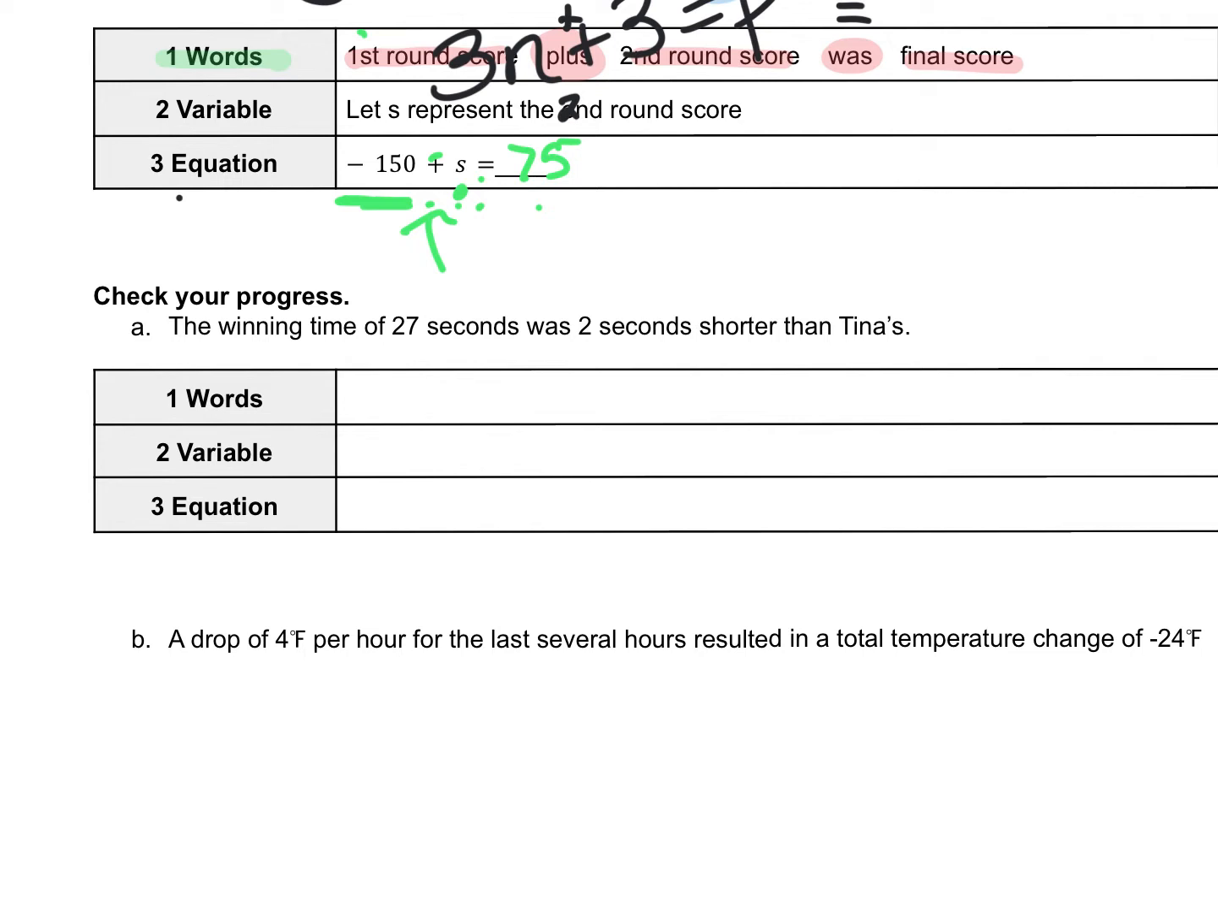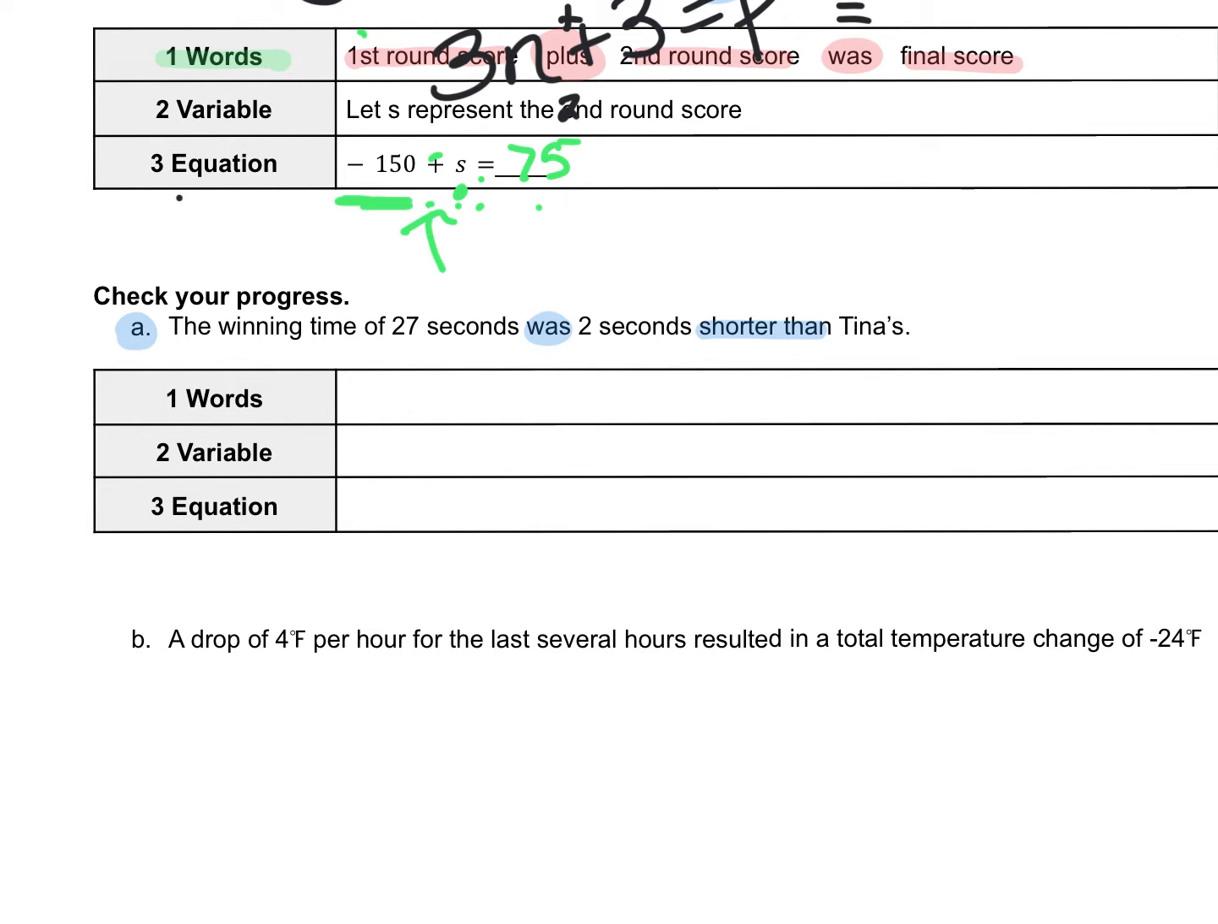The next one says the winning time of 27 seconds was 2 seconds shorter than Tina's. So what I noticed for sure is this word was, because that tells me that something's set equal to that. Okay? Shorter than tells me that something might have been subtracted. Those are just 2 key things I took out of that one.